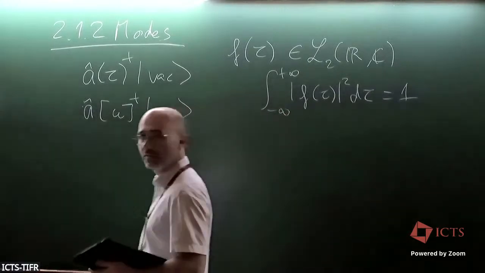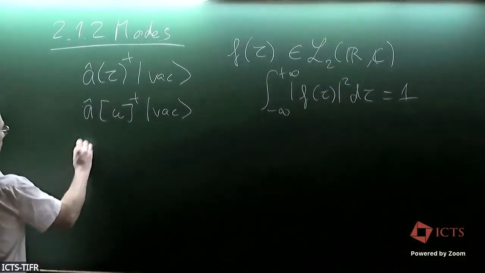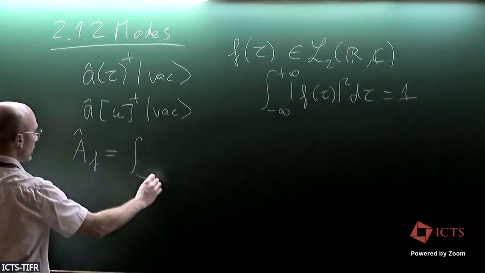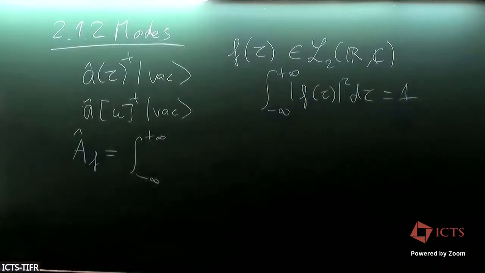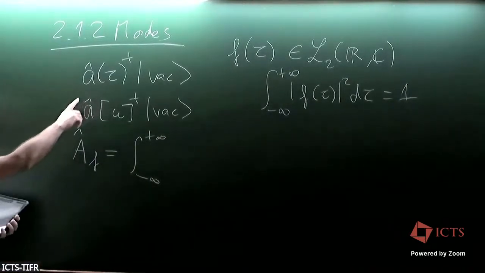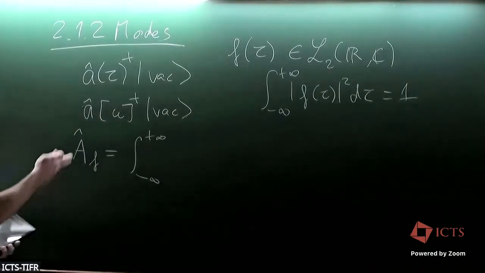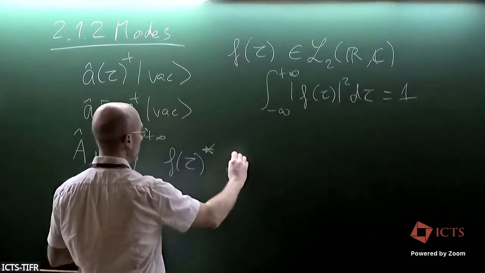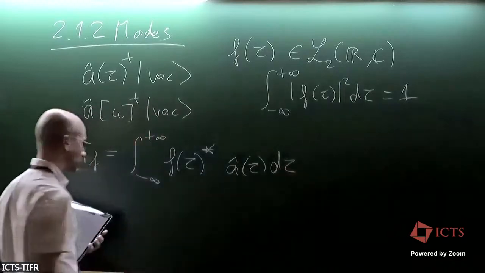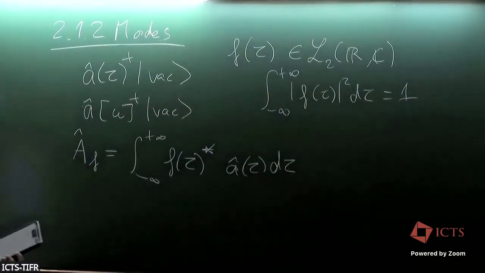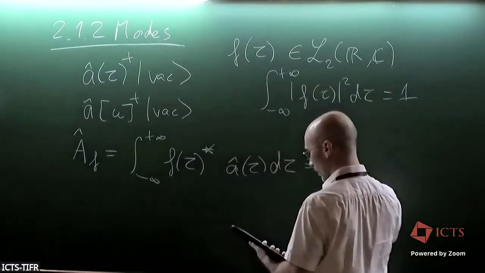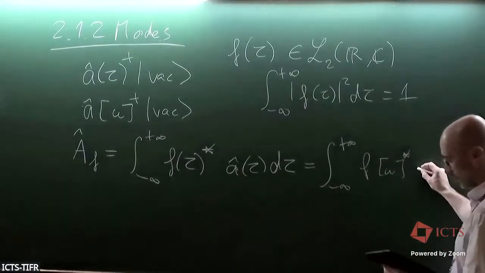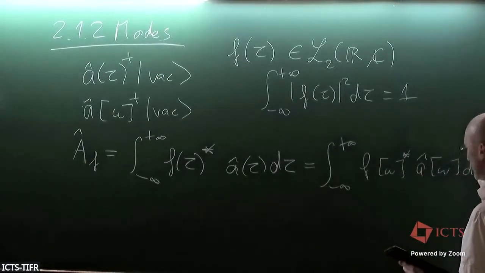Then we can define a new operator, which I'll call AF. So AF would be the weighted average of these annihilation operators A of tau, weighted by the function f. So it would be the integral of f of tau star A of tau d tau. And by the power of the Fourier transform, this is exactly the same as the integral of the Fourier transform of f times A of omega d omega.